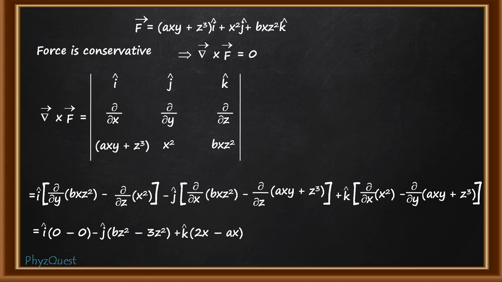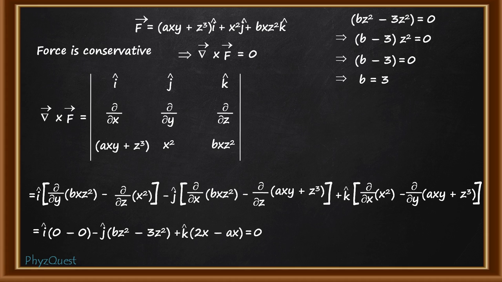Now the given force is conservative, so this will be equal to 0. Our purpose is to find out the numerical values of a and b. So this is equal to 0 means the terms attached to the unit vectors are also 0. Both these terms are 0. So now we can write bz square minus 3z square is equal to 0. If you take out common z square, that implies (b minus 3) z square is equal to 0. Now z cannot be 0, so b minus 3 is equal to 0, which shows b is equal to 3.